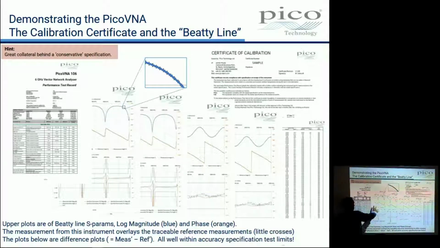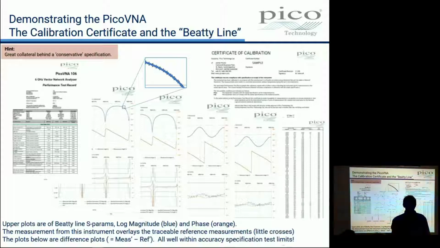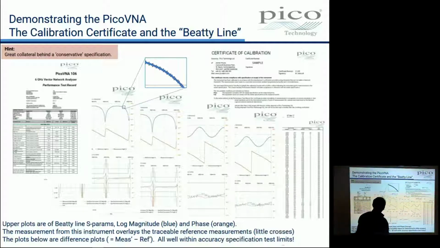At the top of the plot, there are 2 lines. This is the magnitude of S11, and this is the phase of S11 for this particular DUT. And you can see it's made up of a line with crosses behind it. The line is the measurement, and the cross is what the National Physical Laboratory thought the DUT was. So we are making a comparison with a traceably calibrated BT line DUT. And you can see that the crosses and the line overlay so considerably that you can barely see the crosses on these certificates.